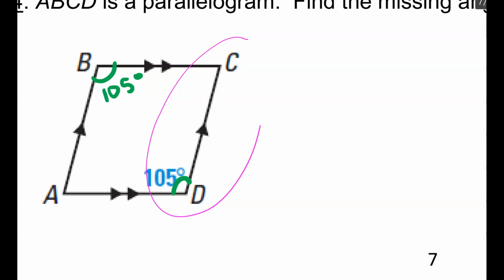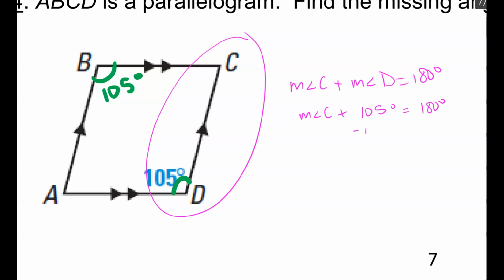Here we go. So I would like to find the measure of angle C. Well, it is consecutive with angle D. So if we add the measure of angle C plus the measure of angle D, they will add to 180. Consecutive angles in a parallelogram are supplementary. They will add to 180 degrees. So I fill in what the measure of angle D is. I subtract the 105 from both sides, and I see the measure of angle C is 75 degrees.